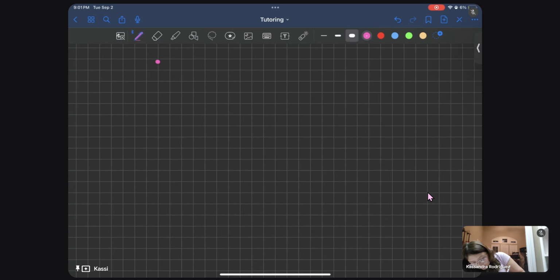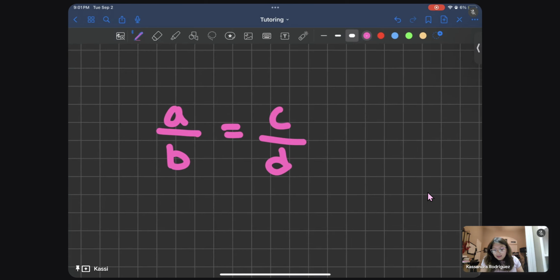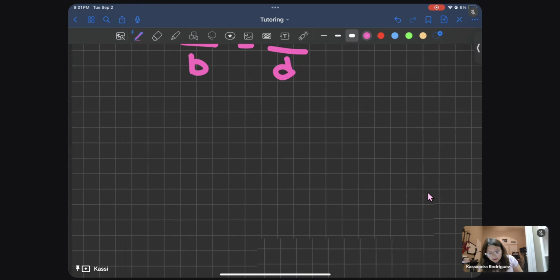A proportion says that 2 ratios are equal. An everyday example of something like this would be 2 cups of sugar makes 10 cookies. So how much would 18 cookies make? Or 1 inch represents 5 miles. How many miles are in 3 inches? So let's try to solve one of those.